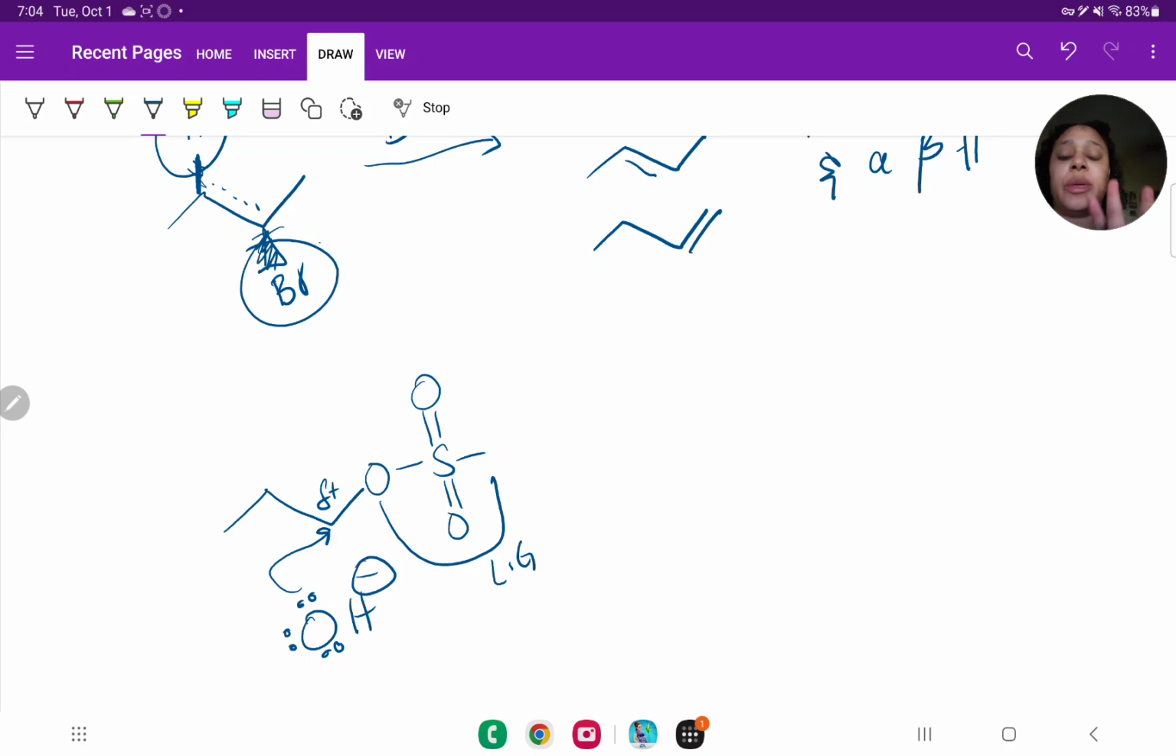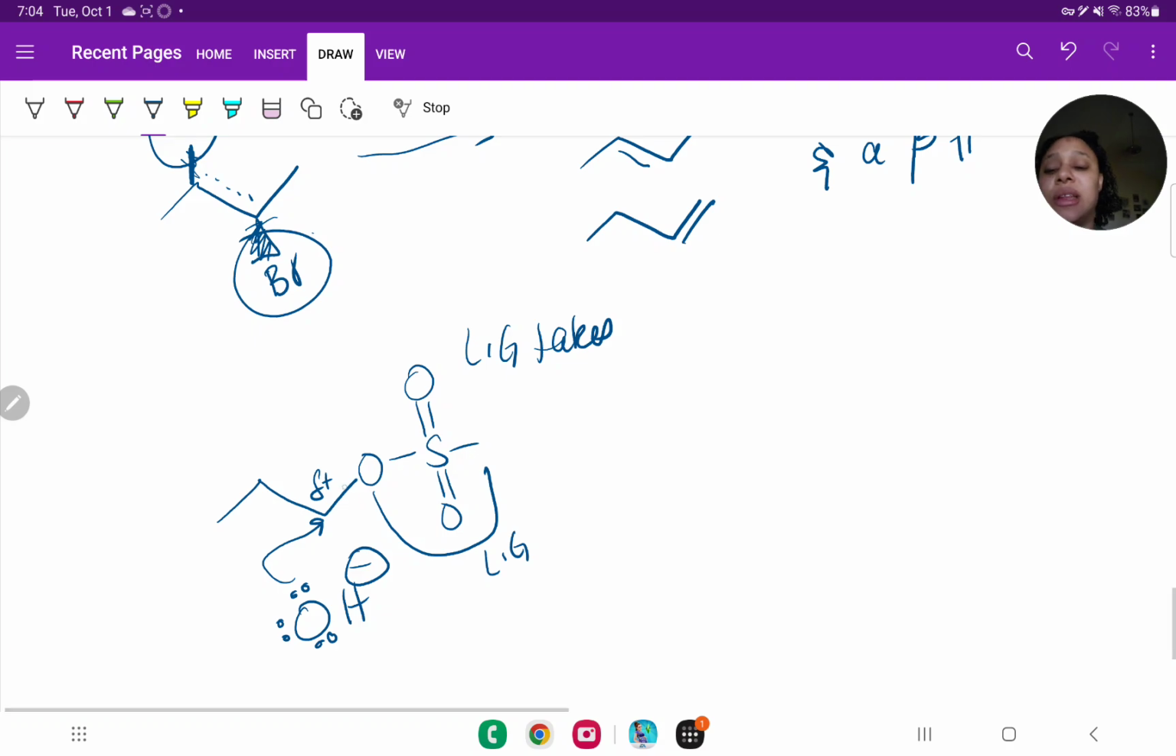The leaving group is going to leave and take the electrons with it. So the leaving group takes the electrons. So the OH is going to bond to that carbon. Since carbon already has a full octet, it needs to lose some electrons, and so the arrow goes to the leaving group. Some of you were drawing the arrow the other way. This is the correct way to do that.